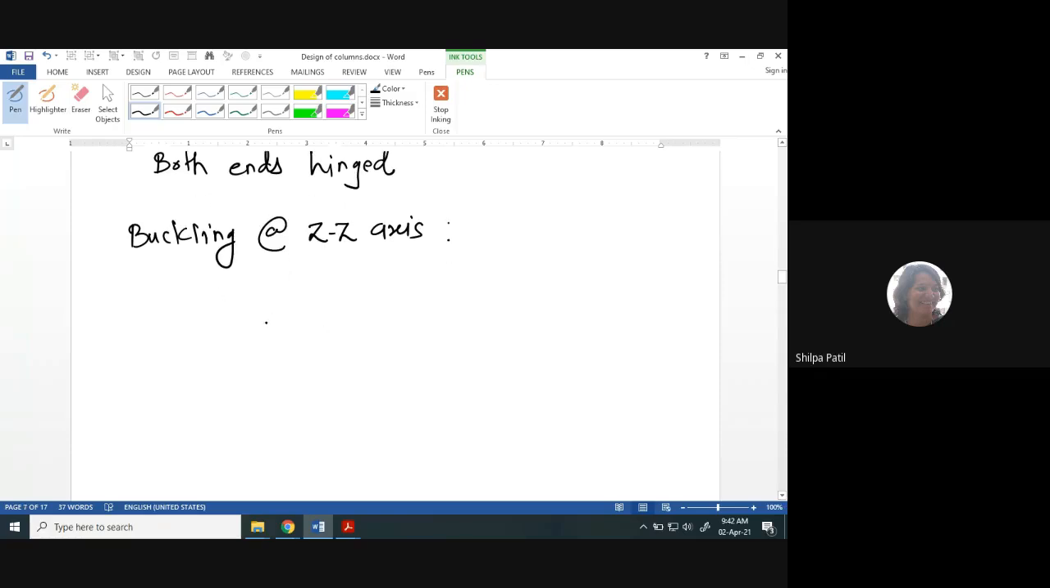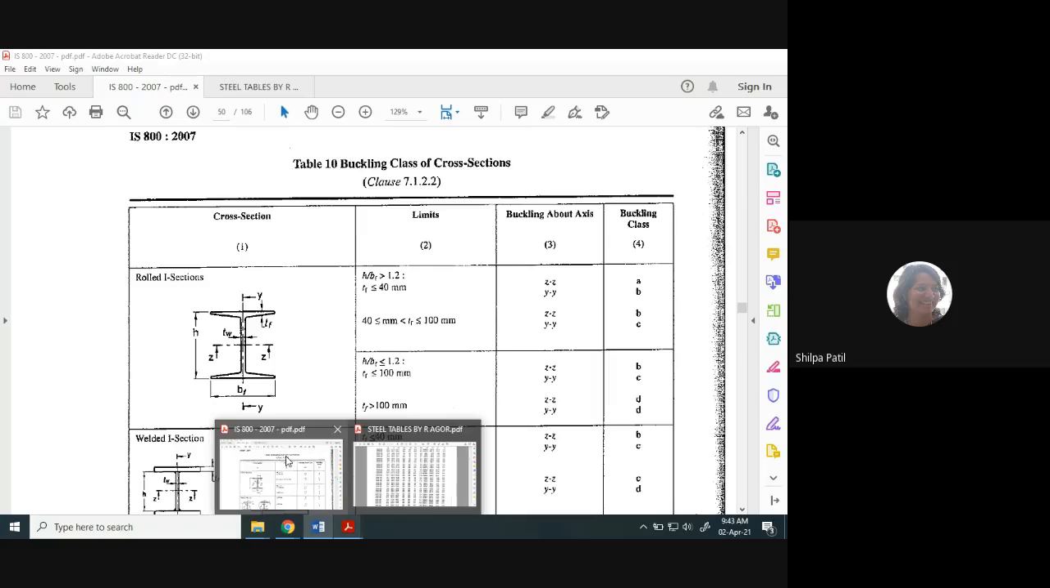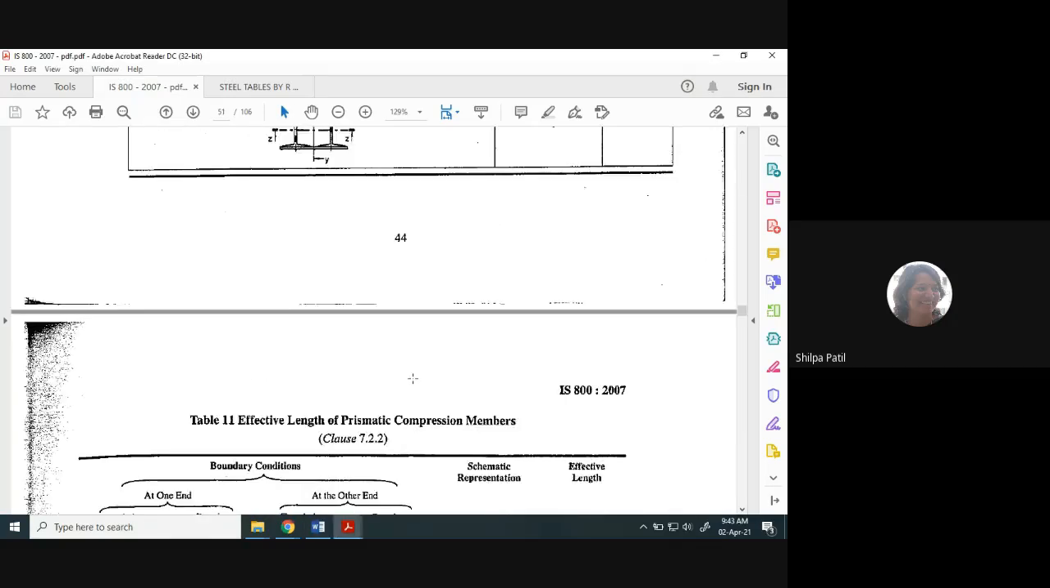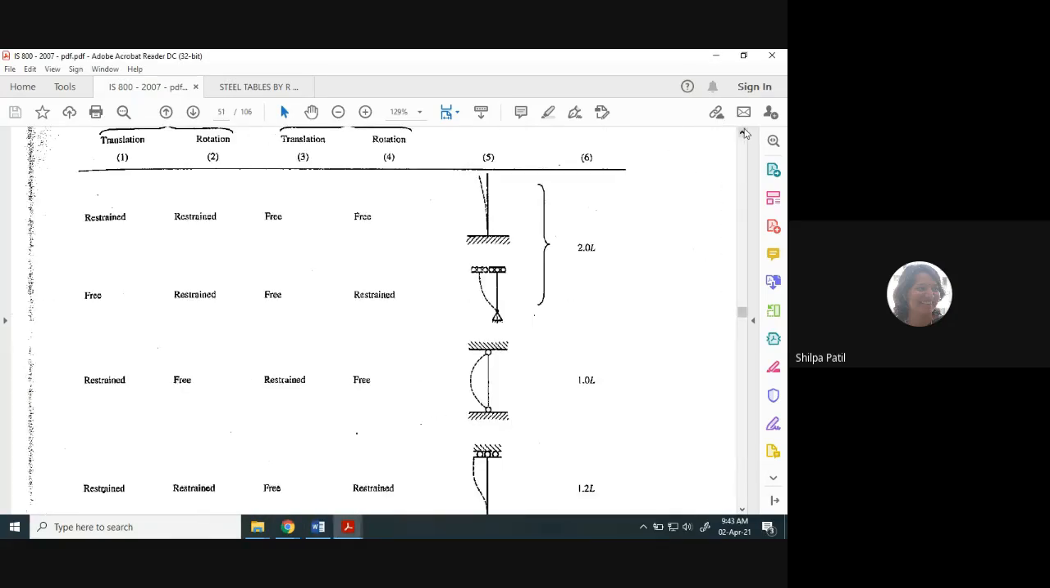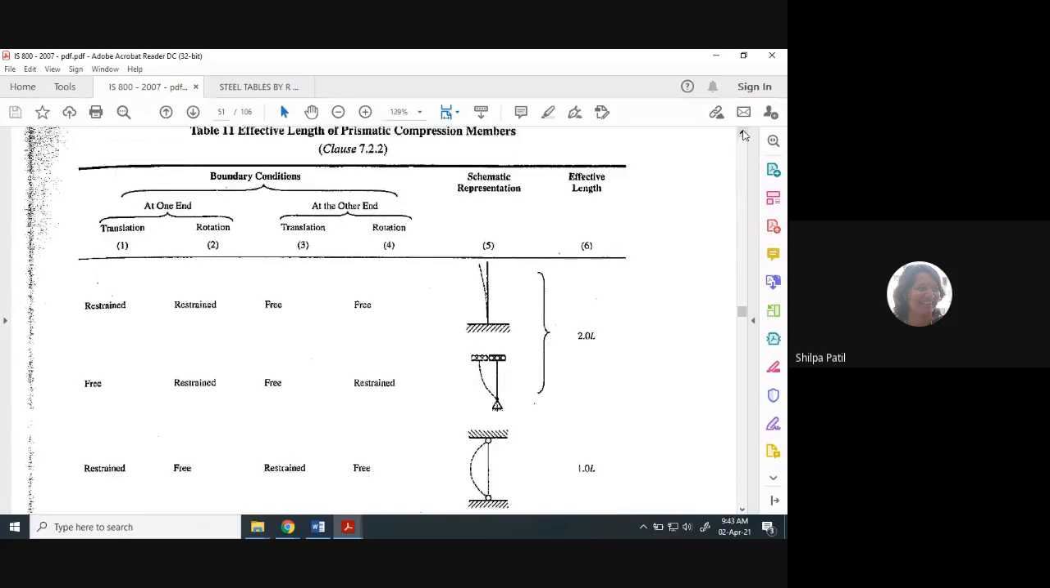Now, instead of considering full length for the hinged condition, what is the effective length? That we have to see also. So, looking into table 11 now, which gives us the effective length values. This table can be used only for the columns. We are not supposed to use this table for strut members, that is for single angle or double angle sections. When we design the members of the truss, we never use this table.